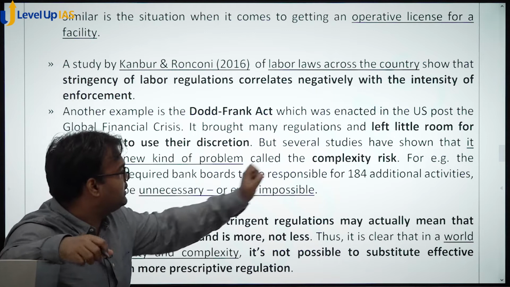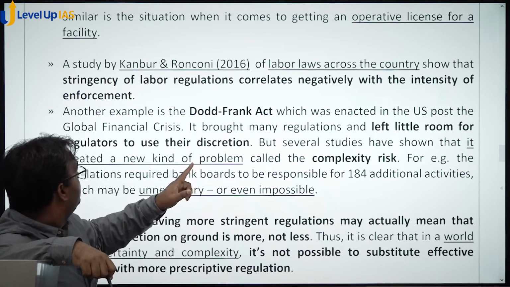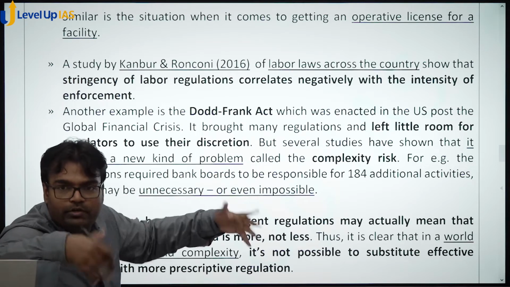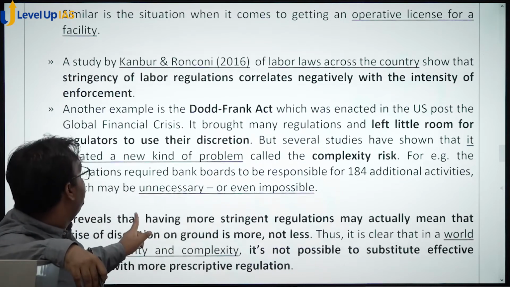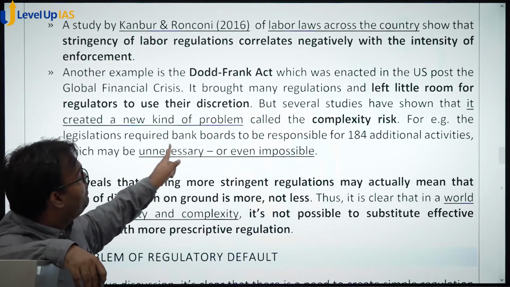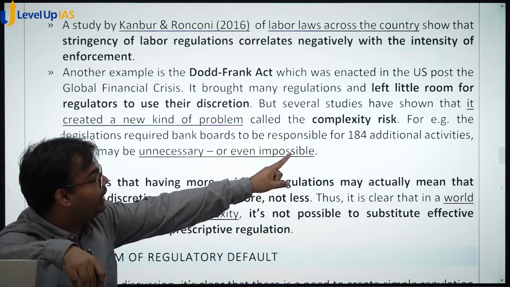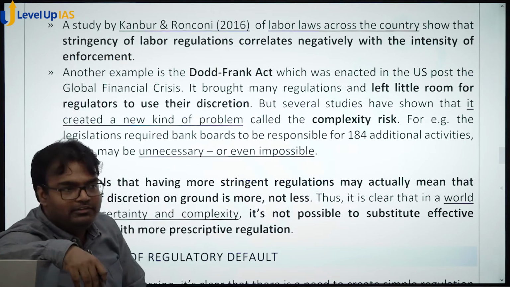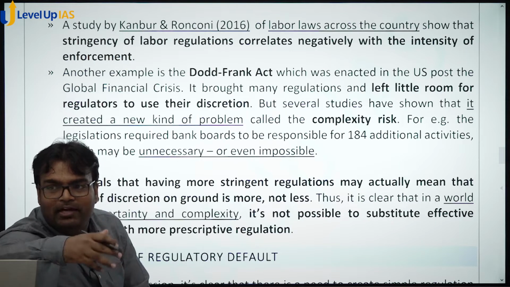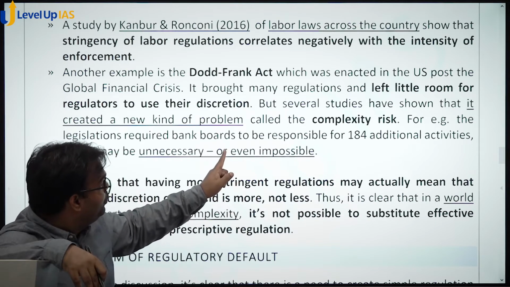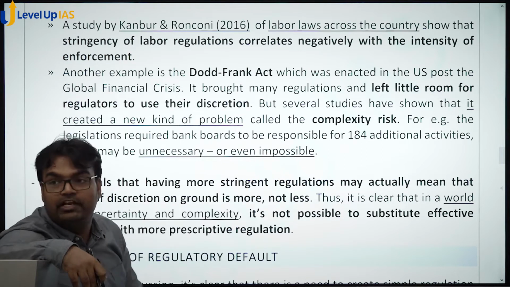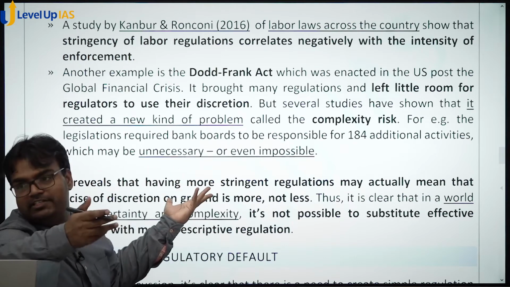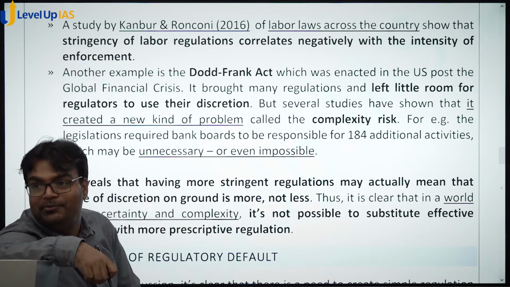This is complexity risk. Several studies have shown that over-regulation created a new kind of problem called complexity risk. Here, the legislation required bank boards to be responsible for 184 additional activities which may be unnecessary or even impossible. Some of the regulations required bank boards to be responsible for 184 additional activities, which were unnecessary or even impossible to do.